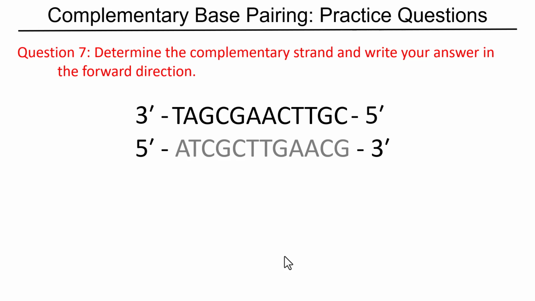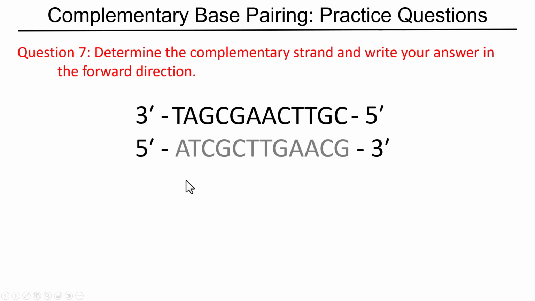Now, one last question. Determine the complementary strand and write your answer in the forward direction. I've already figured this out for you. Here was the strand you were given up at top, and the complementary strand right here is at the bottom. We've already put in the ends. We know that here's the 5' end of the strand we were given. So this piece goes from right to left. That's the forward direction. So we know our new piece, when we're putting the ends down, is going to go left to right. 5' to 3' is the forward direction.